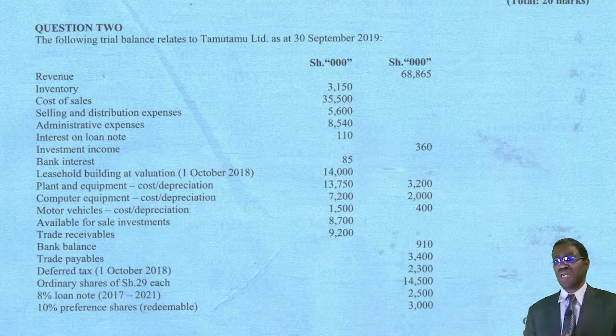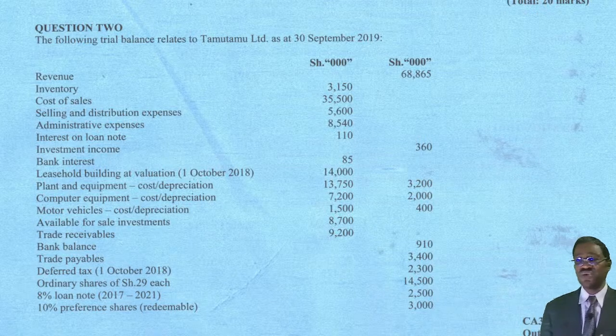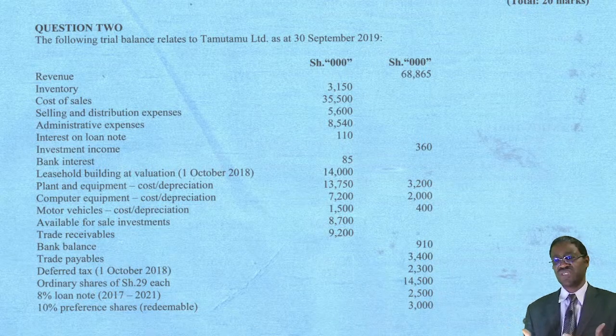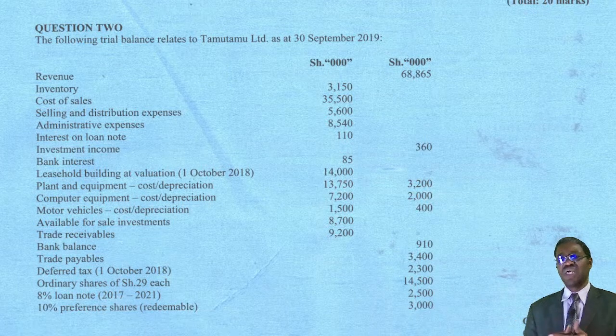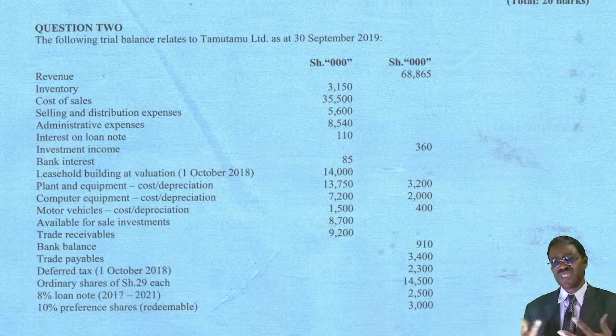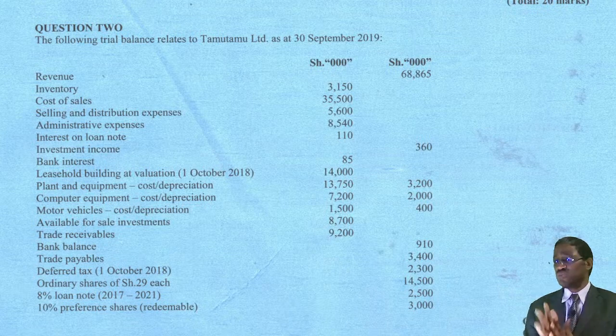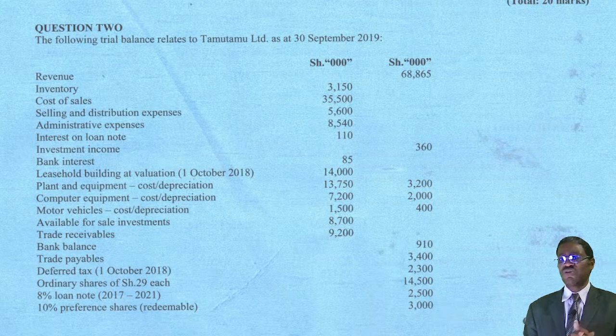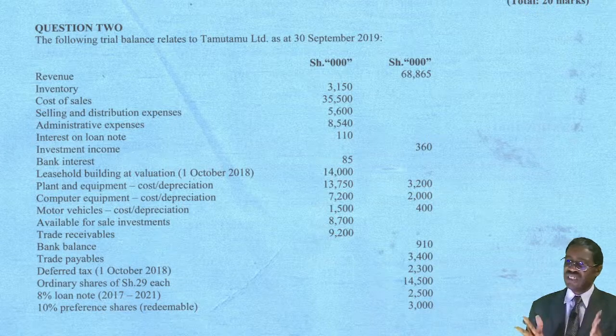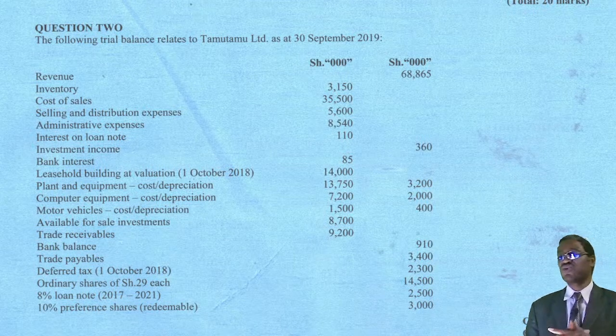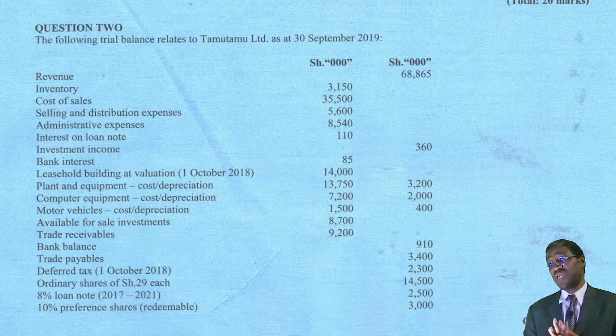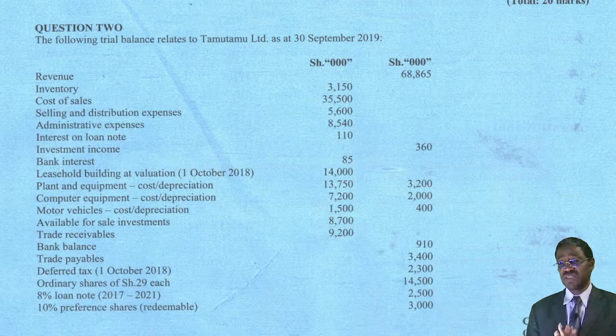You are given a trial balance, and in that trial balance, you are given revenue, inventory, cost of sales, selling and distribution expenses, admin expenses, interest on loan note, investment income, bank interest, leasehold building at valuation on 1st of October 2018. Remember, our current year is 2019. So if you are given the value of the leasehold buildings on 1st of October 2018, that must be the value by the beginning.